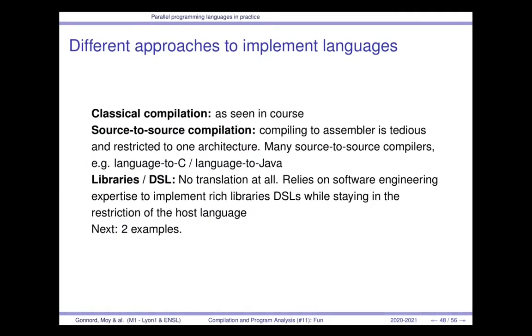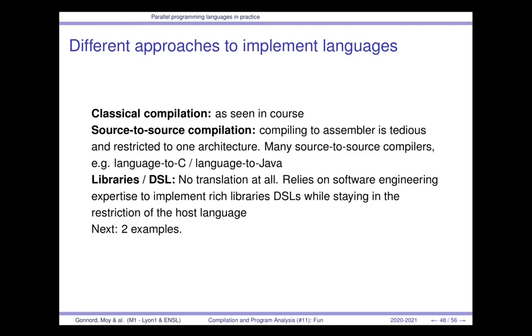There are different approaches to implement languages. One is, of course, in the course, we've seen classical compilation approaches where you choose a target architecture and you transform your language into an intermediate language and basically produce whatever is needed to run on a given architecture. It works very well, but it's really time consuming and you need to do a lot of optimization, and you need also to provide as many different compilers as you have target architectures for each language.